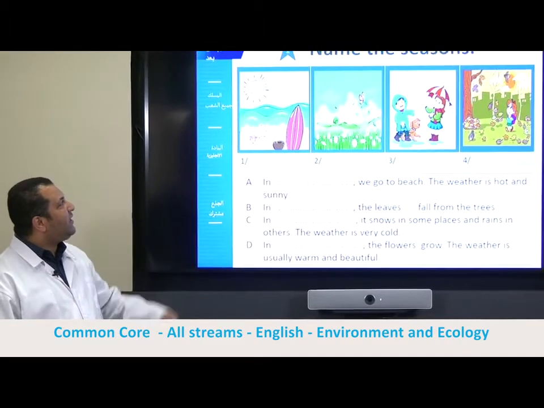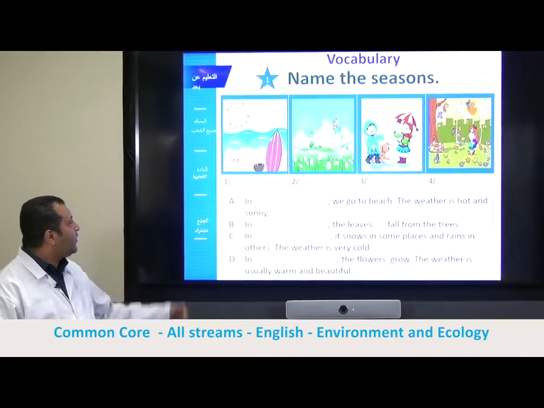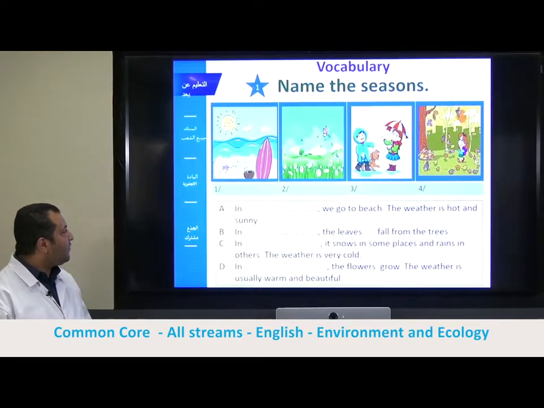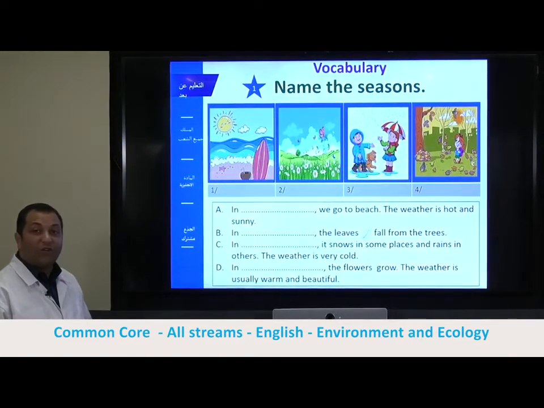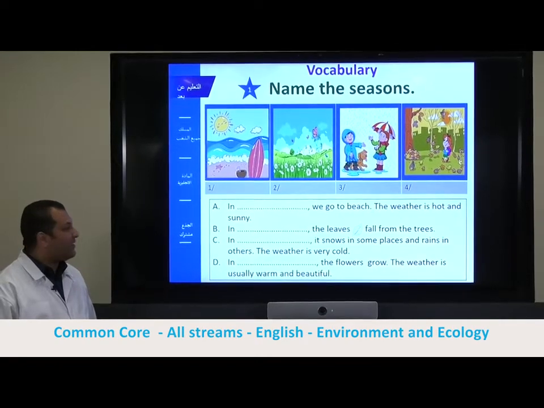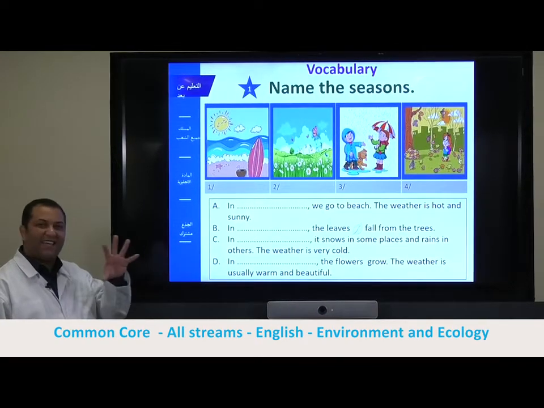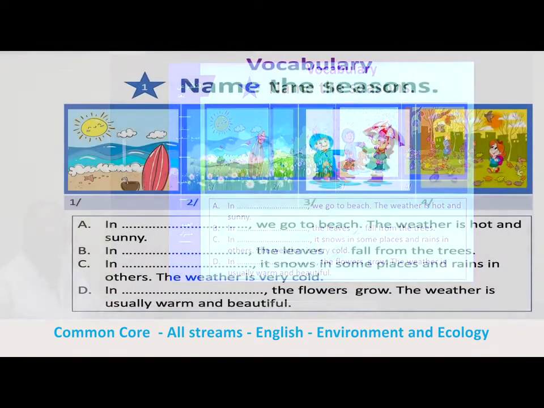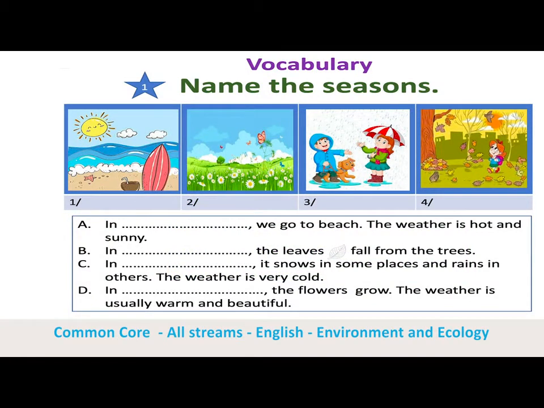Please name these seasons. We have A, in. We go to the beach. The weather, the climate is hot and sunny. Which season is this? From the pictures.